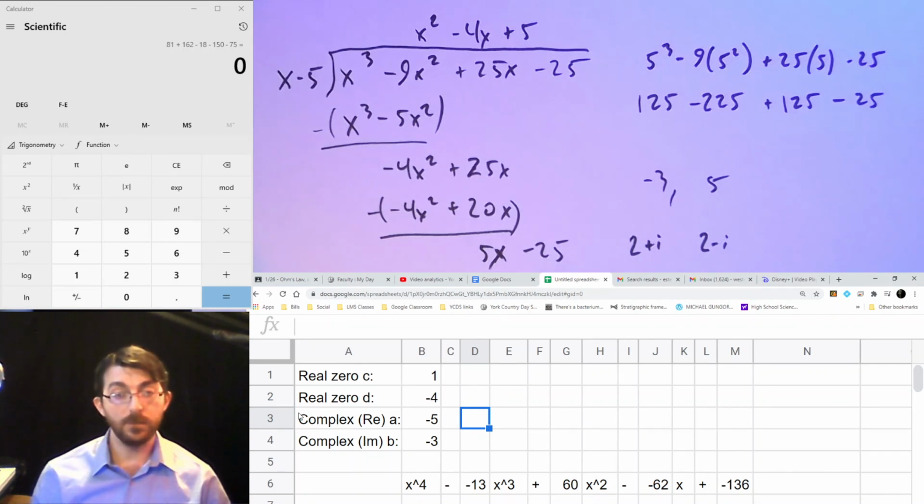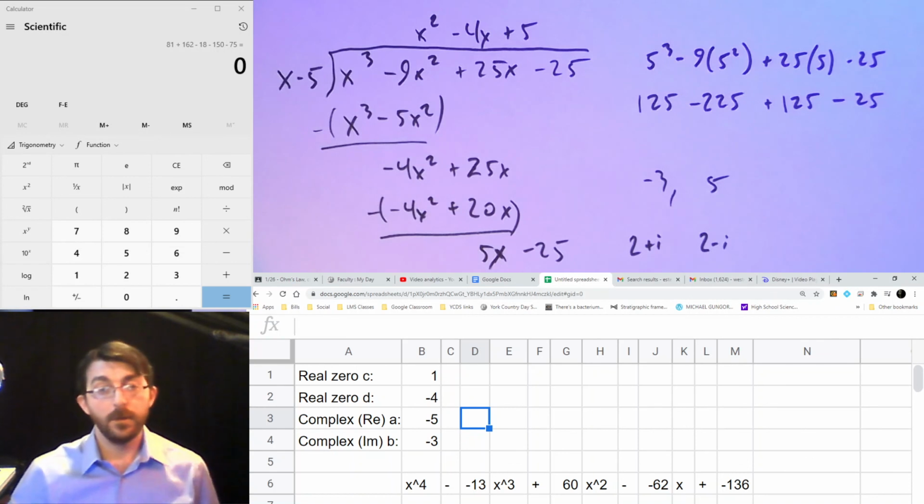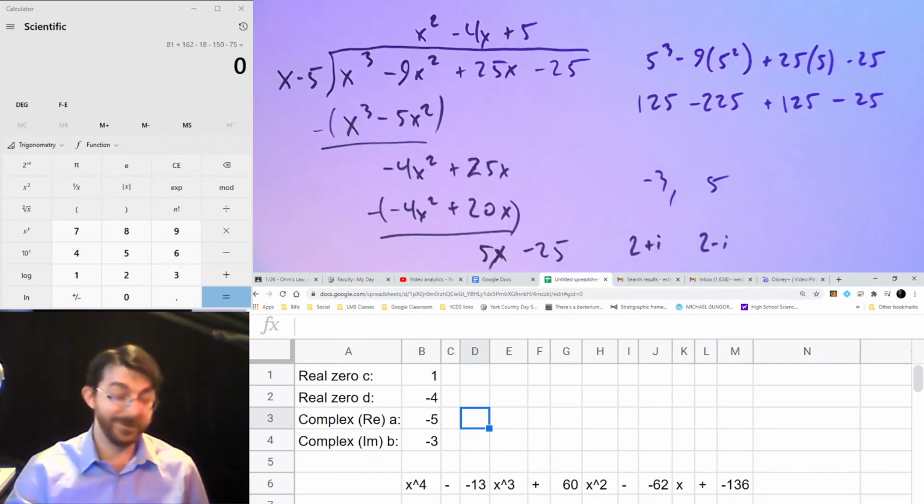Yep, just a whole bunch of polynomials. All right, well, pretty complicated, but I never have to do this hard work ever again.